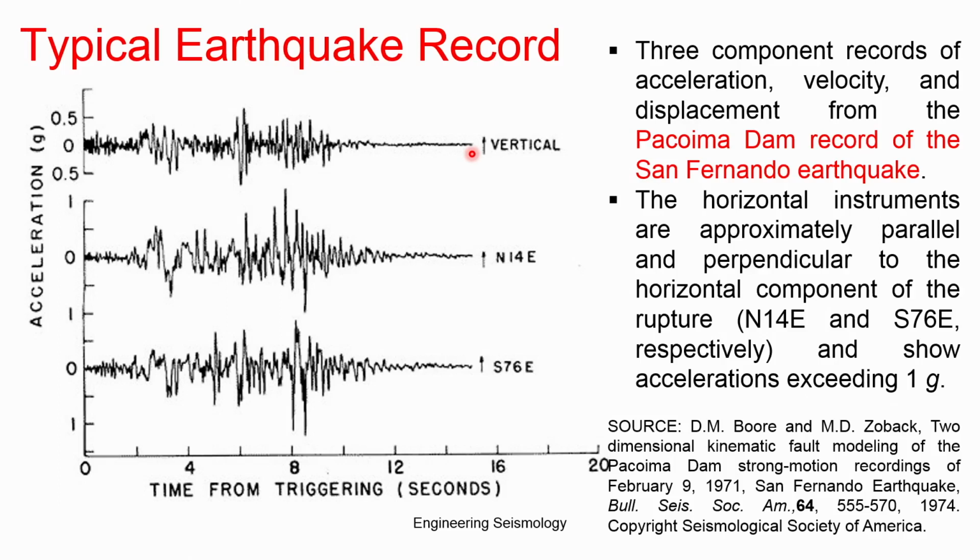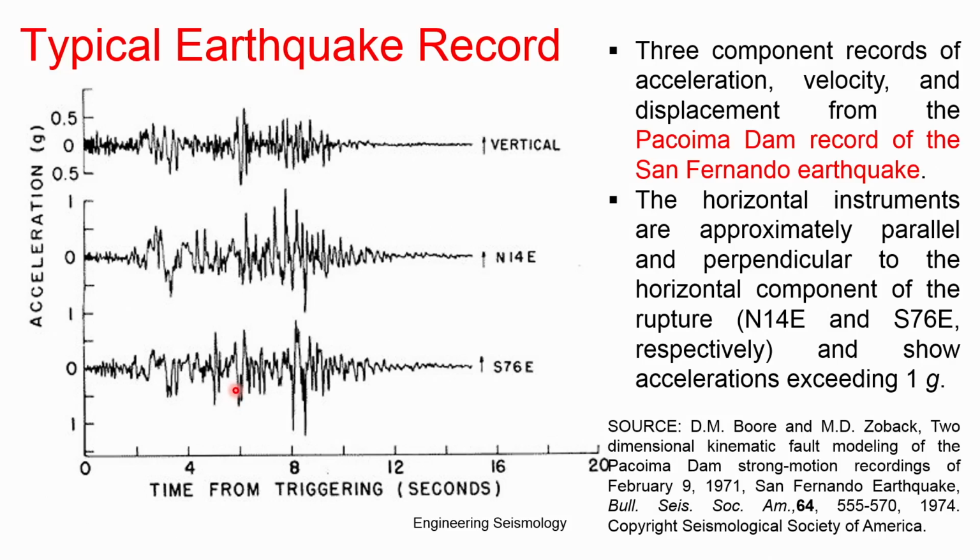That earthquake created a considerable amount of acceleration against gravity. This is the typical component that you can see here. Basically the acceleration goes to 0.1, 0.5, even 1 g, and in some places you can see it exceeding 0.1 g. The horizontal instruments are approximately parallel or perpendicular to the horizontal component of the rupture, and this shows the accelerations. Here they observed that the horizontal component of the instrument was actually perpendicular.